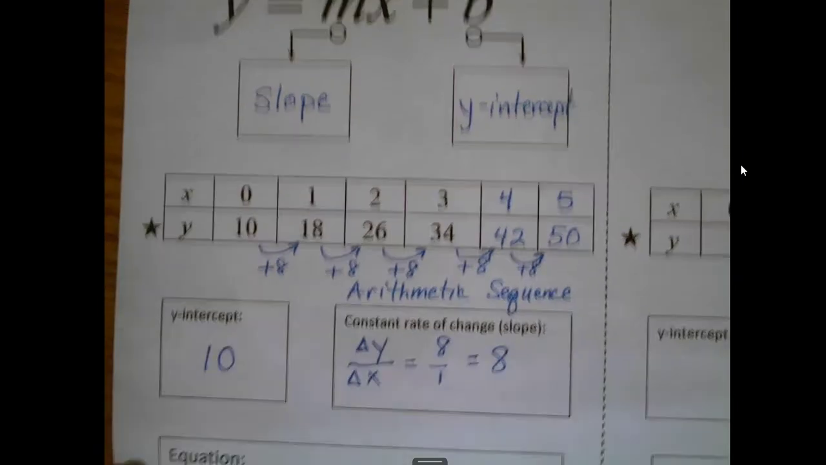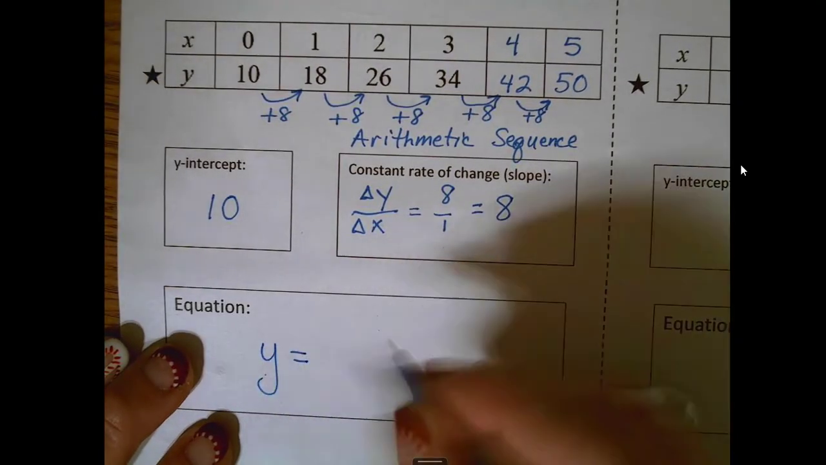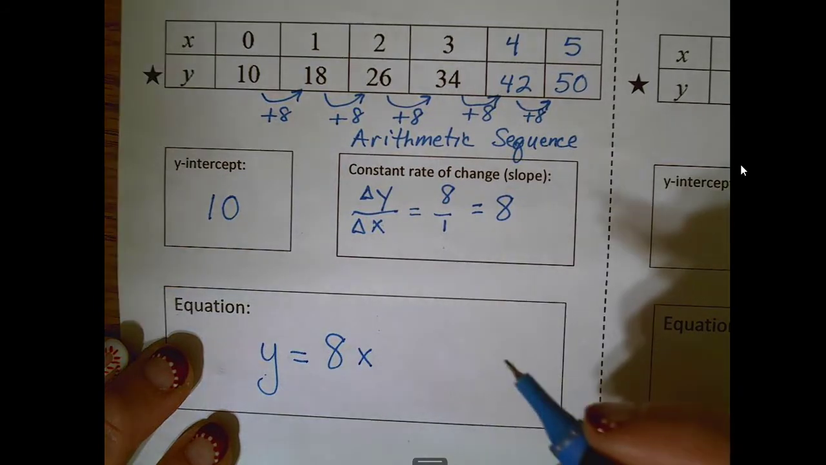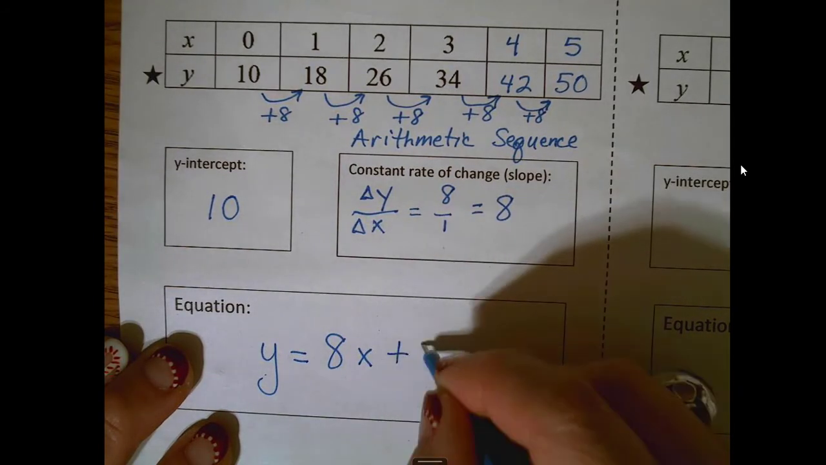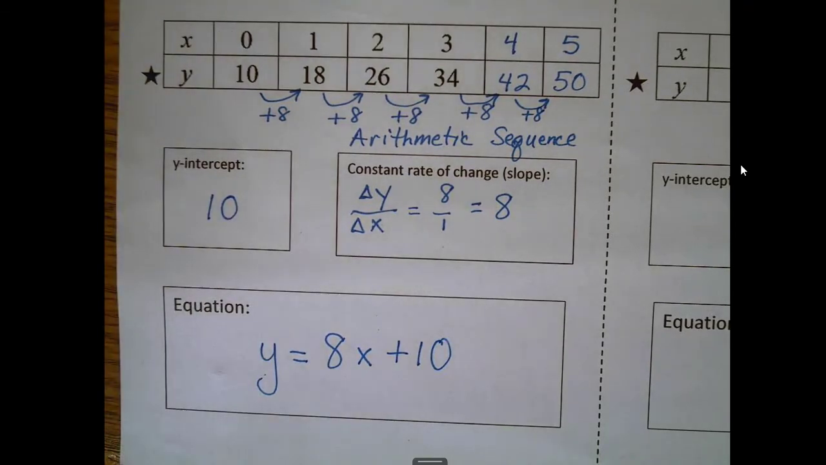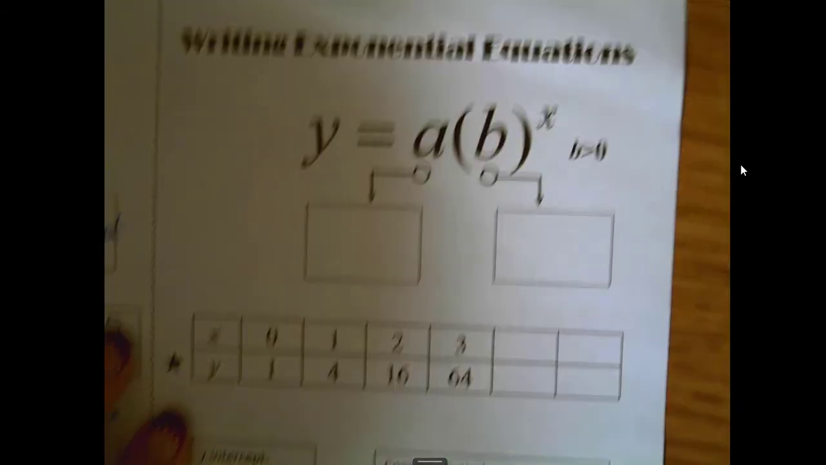And now we're ready to write the equation. So the equation in slope-intercept is y equals our slope, our m. Don't forget that x, and then plus our y-intercept. And our y-intercept this time just happens to be a positive number. Well, let's take a look at what it looks like for an exponential function and what that equation is going to look like.